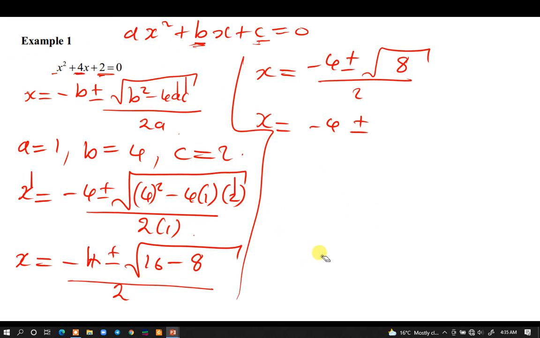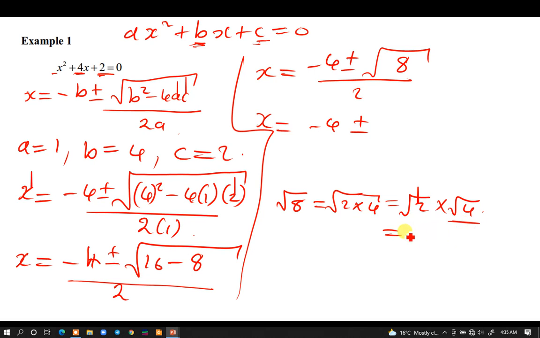I'll write it down here, but I'm going to erase. So the root of 8 can also be written as the root of 2 times 4. The root of 2 times 4 can also be written as the root of 2 times the root of 4. The root of 4 is simply just 2. Then times that, we just have 2 root 2. So the root of 8 can also be written as 2 root 2.